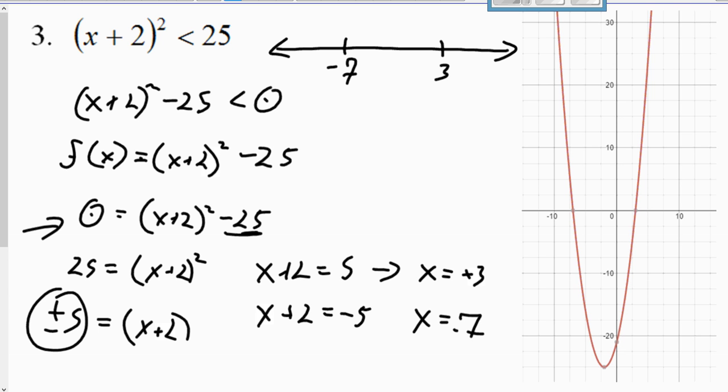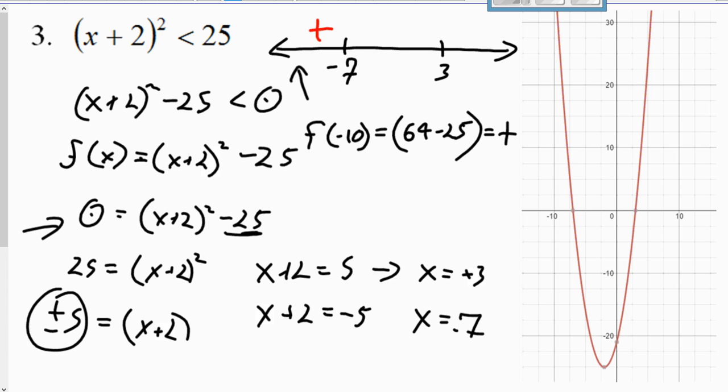So let's go ahead and pick -10. So if I do f of -10, just to be fitting into this interval, then I'm going to get -10 plus 2 is -8 squared is going to be 64 minus 25. Not too concerned with the value. I know that it's positive. So I'm going to be positive in that interval.